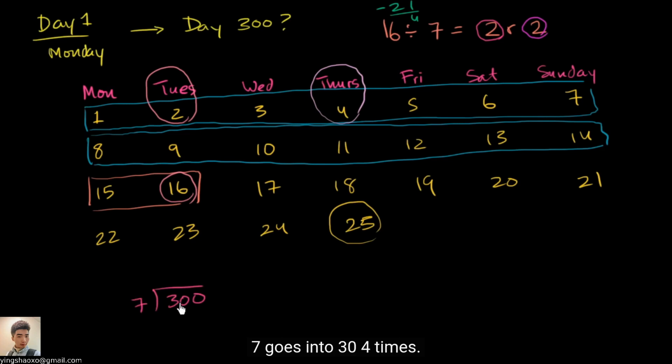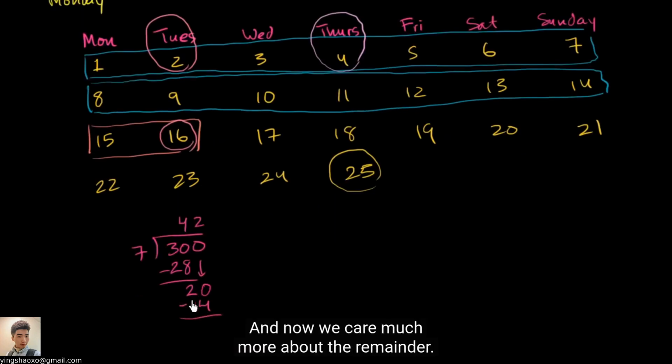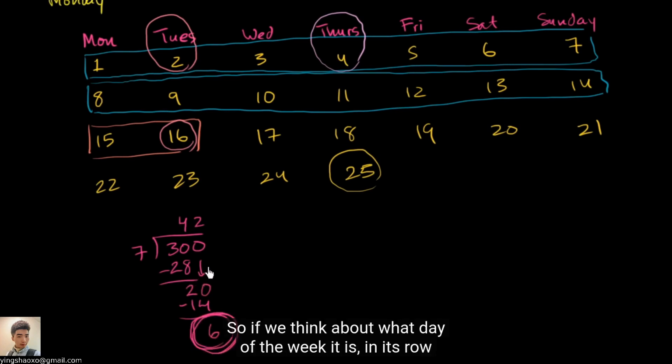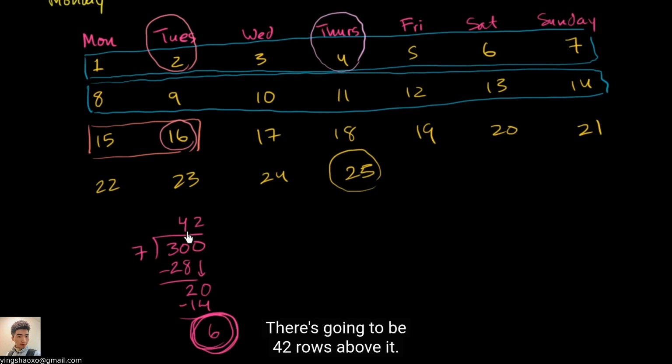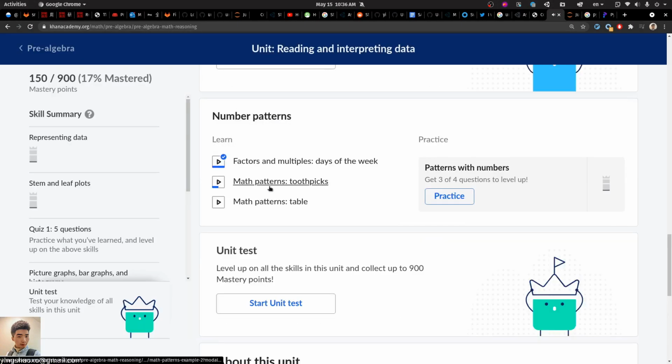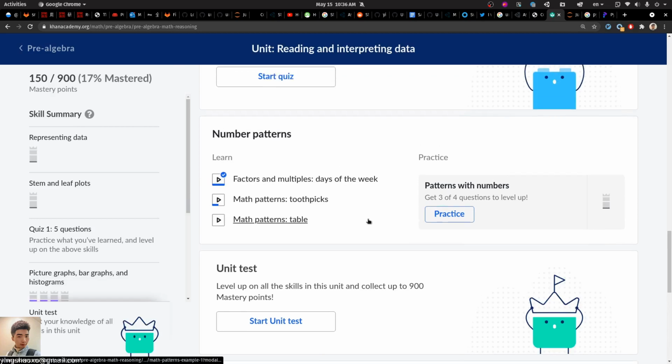Now we're ready for day 42; 7 goes into it 6 times. Now we care much more about the remainder. So our remainder is 6. So if we think about what day of the week it is, row and column, what we care about is the remainder. So day 3, day of the week. Alright, at least from this video we have learned that the remainder has meaning. It could help us get some information from a repeated pattern.